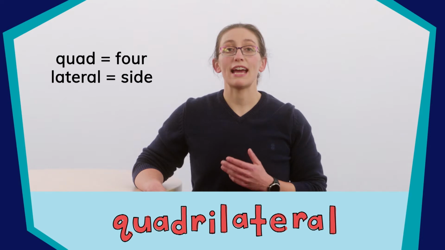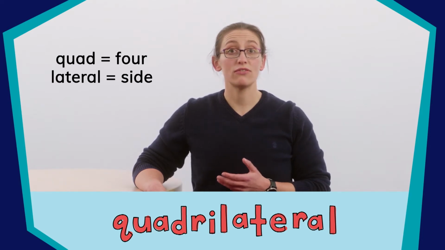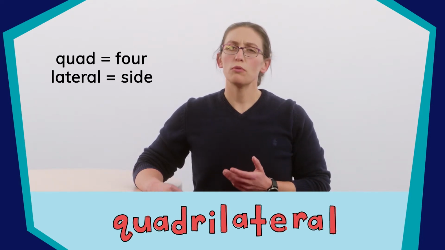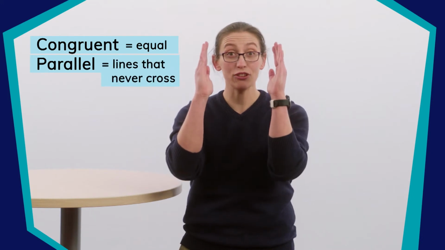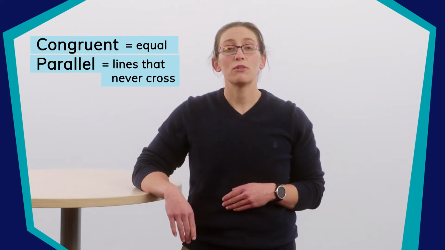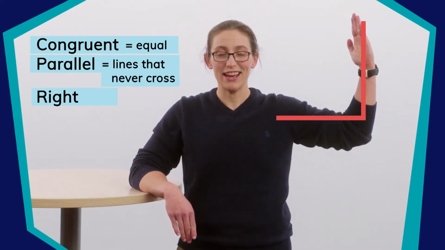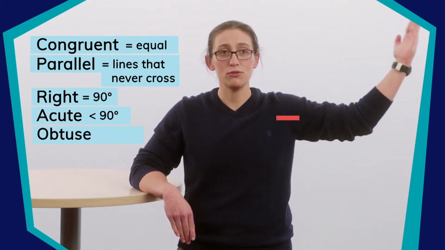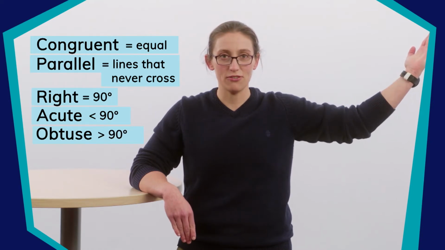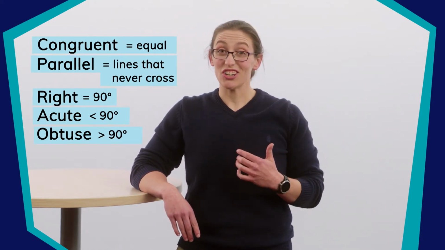We are going to be looking at sides and angles to classify these different shapes. So before we jump in, let's talk about some different words that we will be using throughout this sort. Congruent, meaning equal. Parallel, meaning that they are never going to cross. Then we've got right angles, like an L, acute angles, smaller than a right angle, and obtuse angles, larger than right angles.